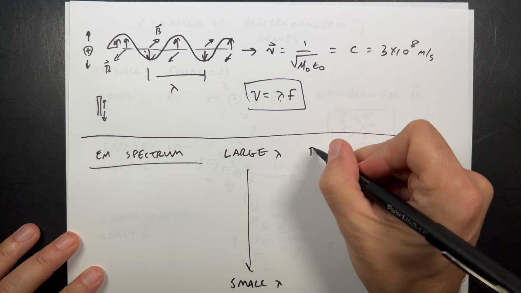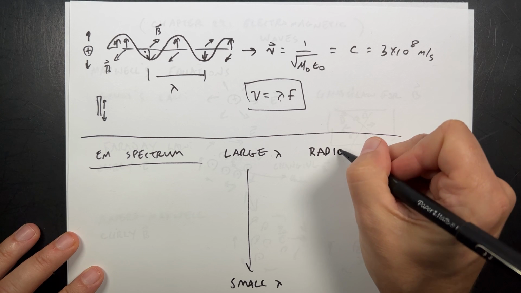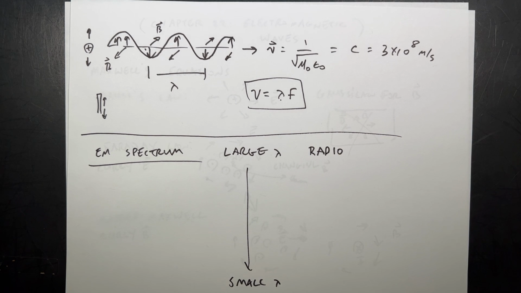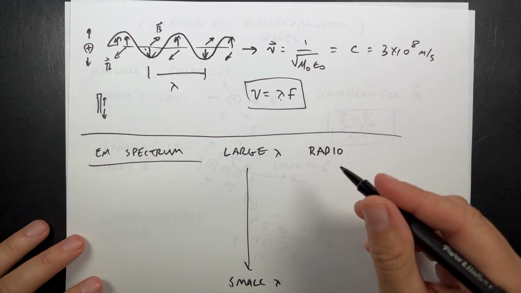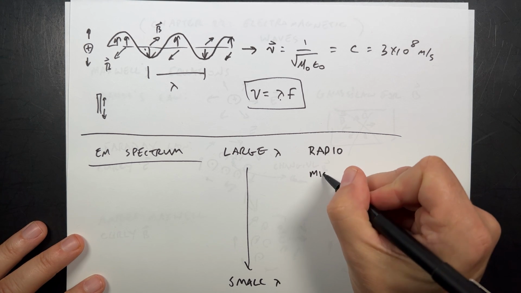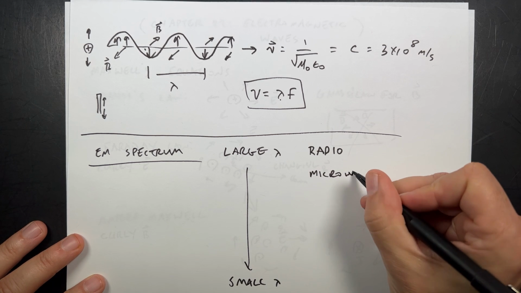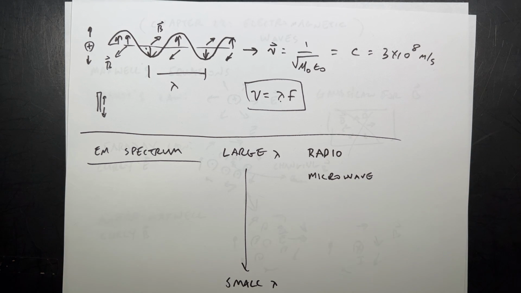We'll start with radio waves. These can be very large wavelengths. Radio waves can be meters long, centimeters long, and so forth. And when you get a little bit smaller, you get into the microwave range. Yes, that's what your microwave uses.